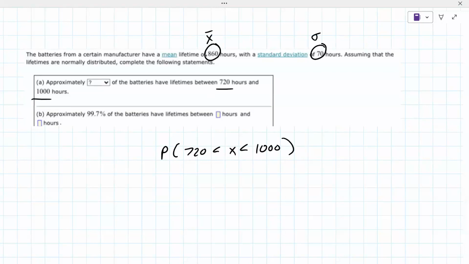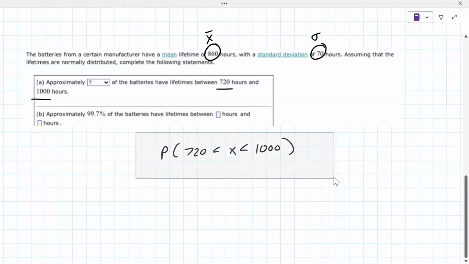So to do that, actually, could you tell me what's in the drop down here? Yeah, it looks like this: 68%, 75, 95. I apologize. So this is actually slightly different.